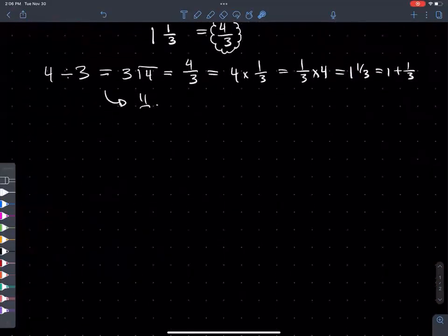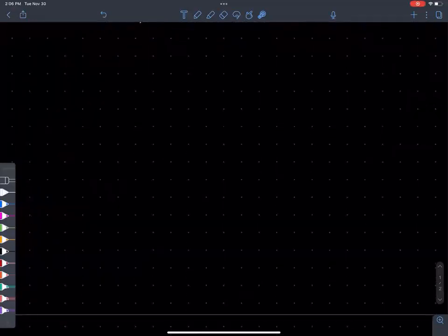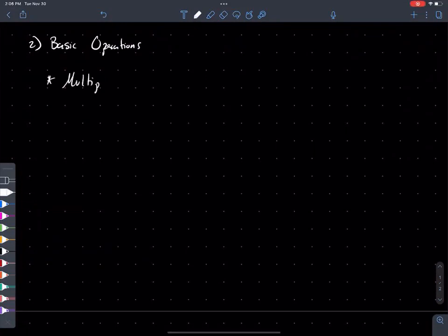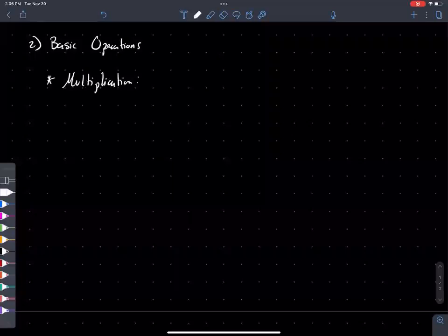All right, so let's move on to number 2, basic operations. And here let's start with multiplication. As before, for multiplication, we have many ways to express this, and I'm not going to put them all here, but I'm going to show you a few of them, and then we'll choose the one that is more convenient, which is the first one.